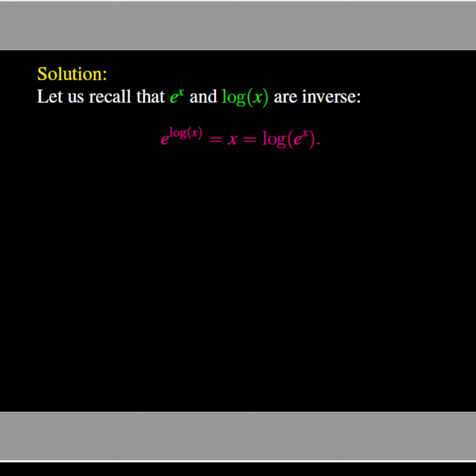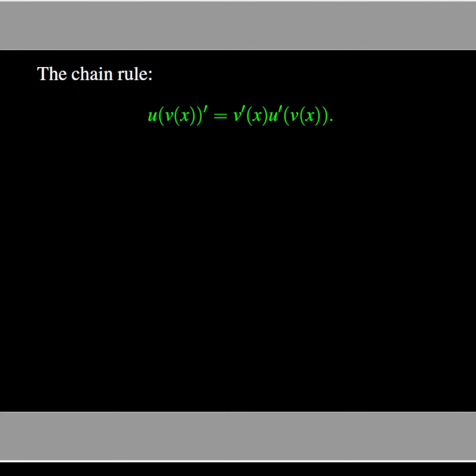In order to simplify this expression, we will use the properties of the exponential and logarithmic functions. We know that the exponential of log of x is equal to x, which is also equal to the logarithm of the exponential of x. We will also have to use the chain rule. We know from the chain rule that the derivative of the composition of two functions u of v of x is equal to v prime of x times u prime of v of x.